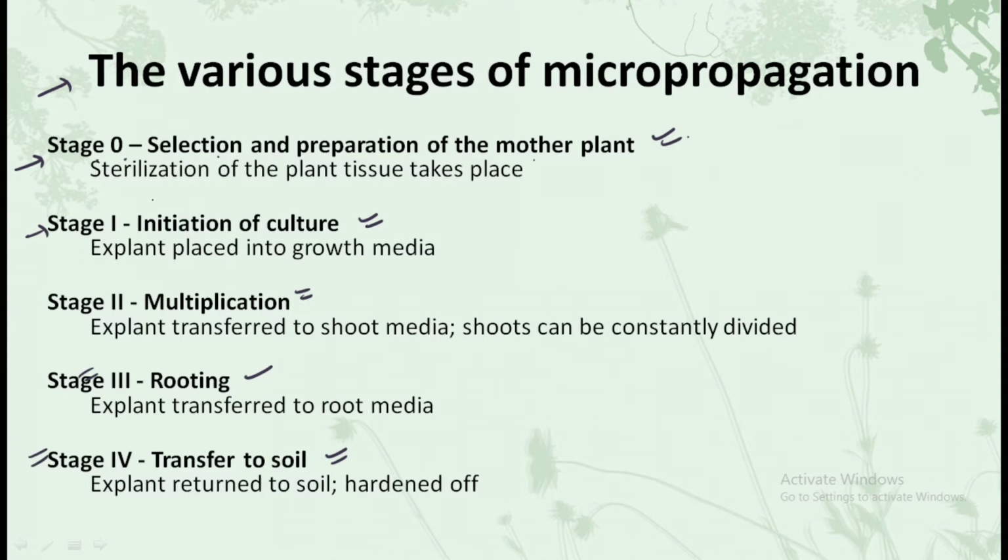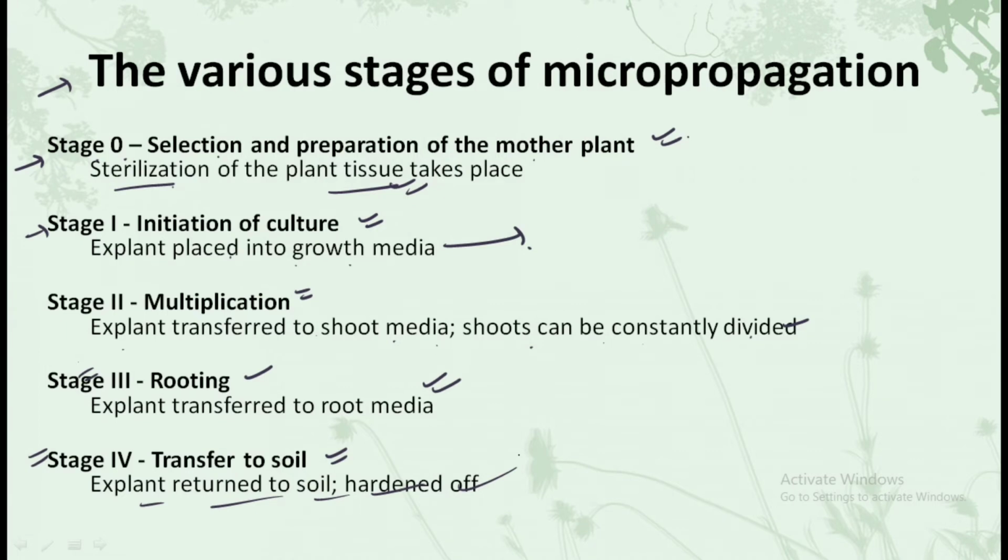In stage 1, what we are doing is sterilizing the plant tissue that we have taken. In step 1, the explant is placed in the growth media. In step 2, the explant is transferred to the shoot media. The shoots can be constantly divided. In the fourth step, the explant is transferred to the root media. And in the final step, as and when the 4 steps are completed, the explant is turned to the soil and then it is hardened off. So these are the 5 stages of micropropagation.